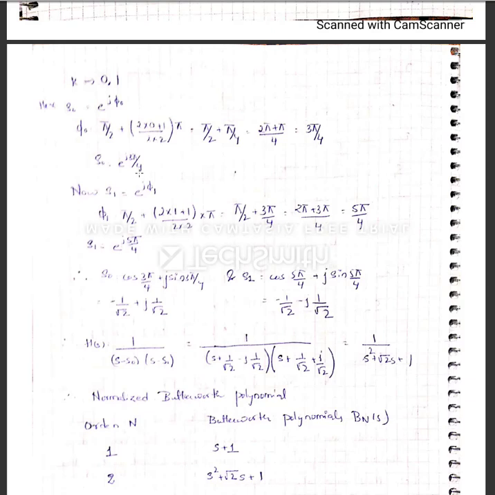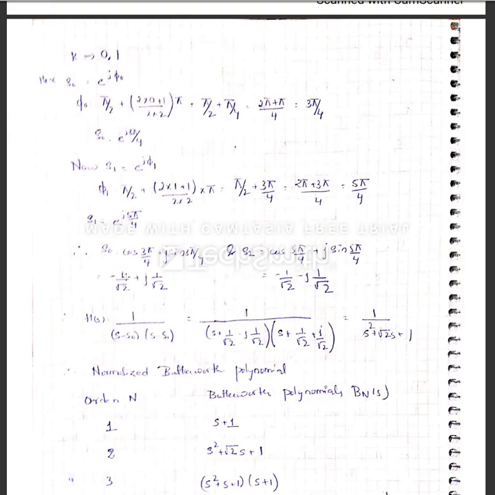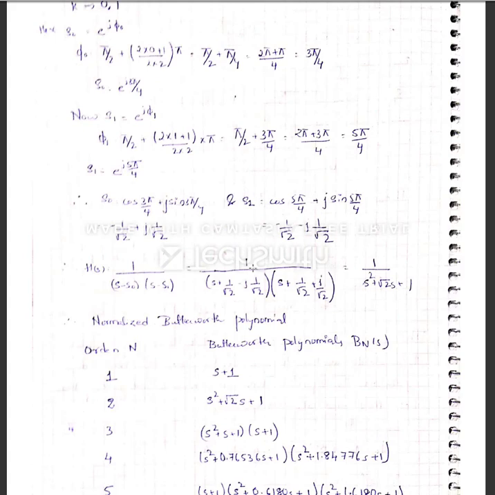So again cos 3 pi by 4 plus j sin 3 pi by 4 for S naught. For S1 it will be cos 5 pi by 4 plus j sin 5 pi by 4. So you would obtain the value of S naught as minus 1 by root 2 plus j 1 by root 2 and minus 1 by root 2 minus j 1 by root 2 for your S1. So you will have two poles. So H of s will be given as 1 by (s minus S naught)(s minus S1), and replacing the values of S naught and S1, you would obtain this particular value.